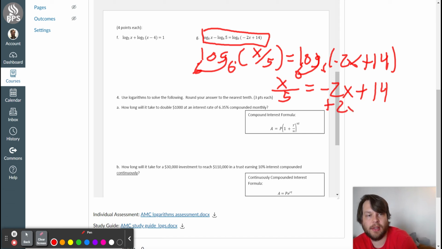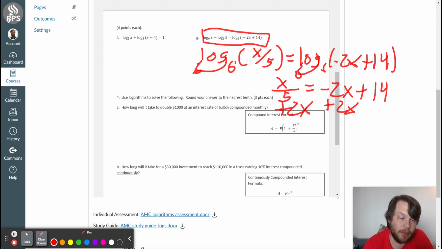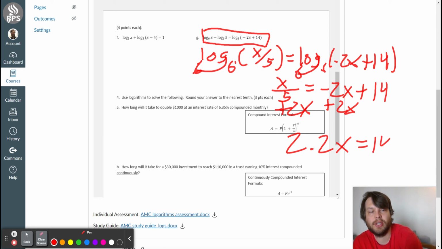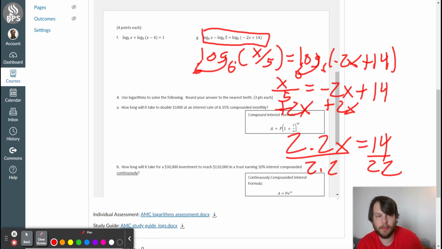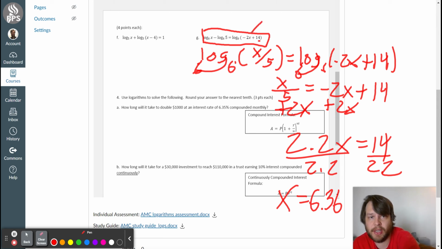Get your x's on the same side, add 2x to both sides. If you have x divided by 5, that's the same as 0.2x. And so you have 2.2x is equal to 14, and then divide by 2.2. Okay, so let's do 14 divided by 2.2. And that gives me x equals 6.36. So I should be careful here about extraneous solutions because we have this negative 2x inside the logarithm, but we're okay because if I plug in 6.36 for x, that still is positive. Negative 2 times that plus 14 still ends up positive, so we're okay with this.